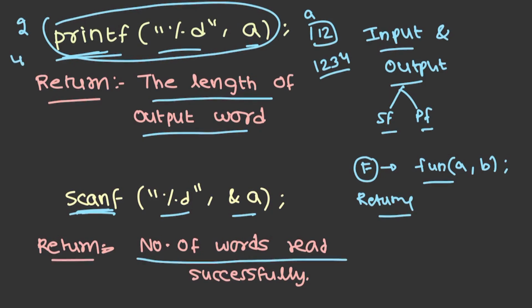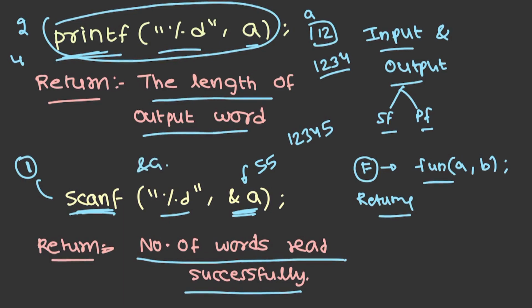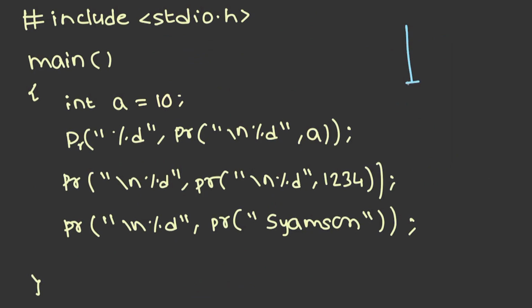Similarly, scanf returns the number of words that are read successfully. If this has read 55 and it has read only one value, then it will return 1. Even if it has read 1, 2, 3, 4, 5, as it is reading only one value, it will still return 1. Suppose for example it is reading two variables a and b, 5 and 10 respectively, then it returns 2. Scanf actually returns the number of words that are read successfully, and printf actually returns the length of the output word.